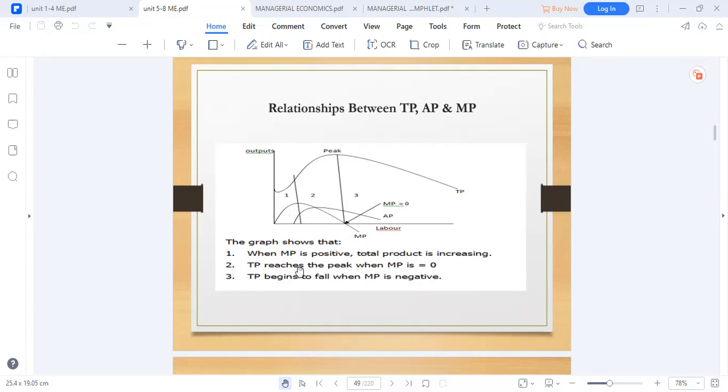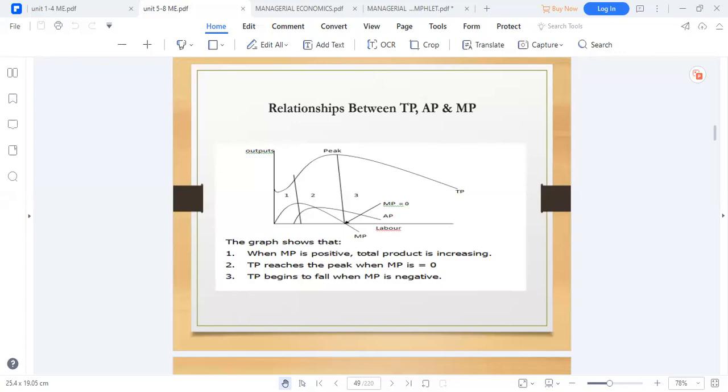Let me ask you to explain the 3 stages of production using graphs. Explain the 3 stages of production. So that is how you explain it, using what? The marginal product, average product, and what? Total product of labor.